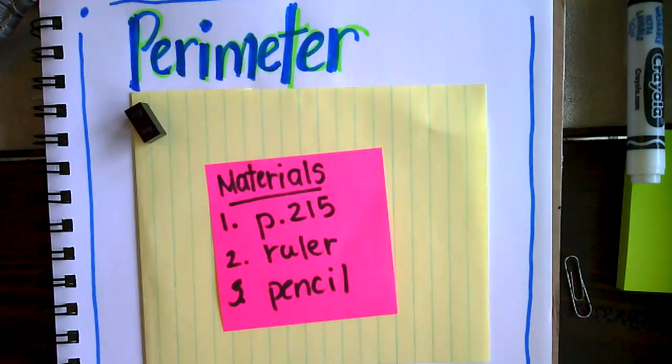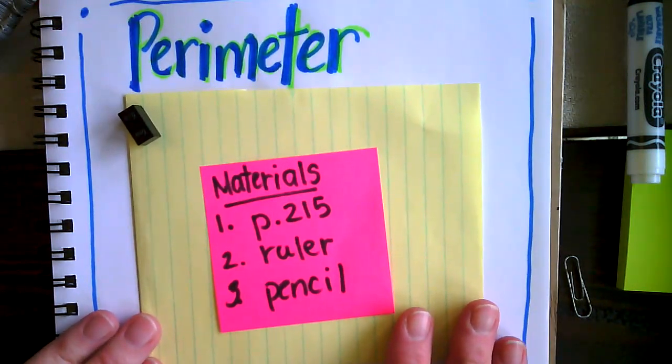Hi everybody, happy Wednesday. Today for math, we're going to go ahead and continue working on measurement, but this time we're going to add something. We are going to measure the length to find the perimeter. What do I mean by the perimeter?